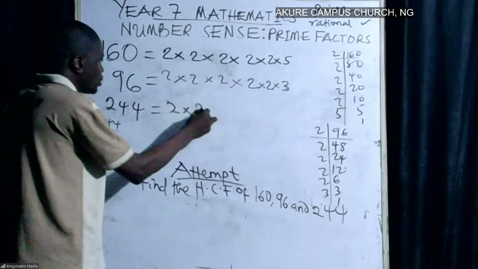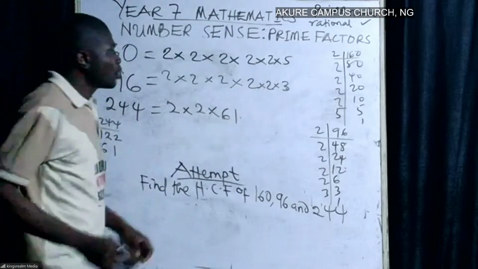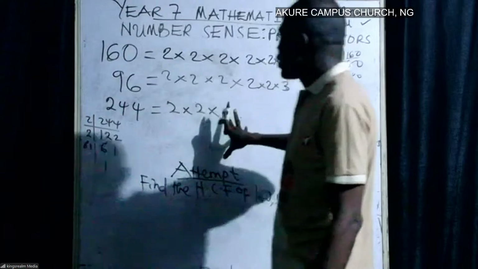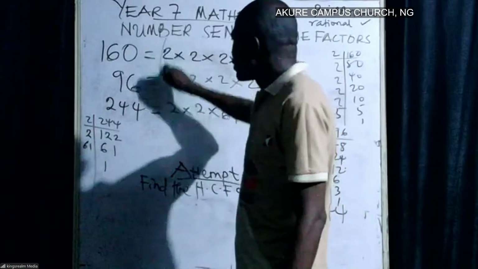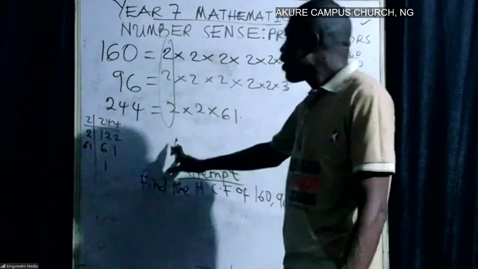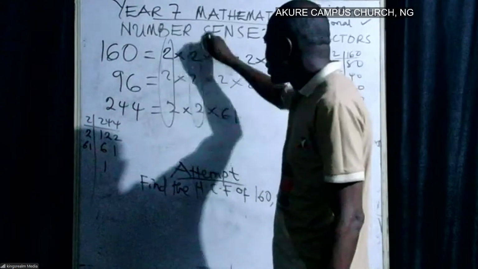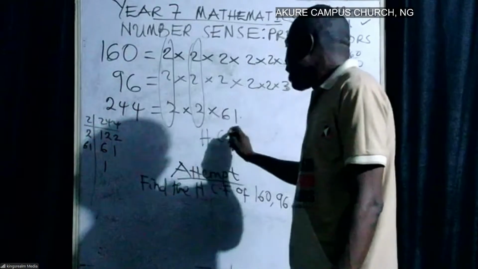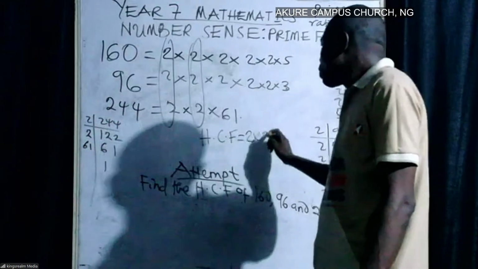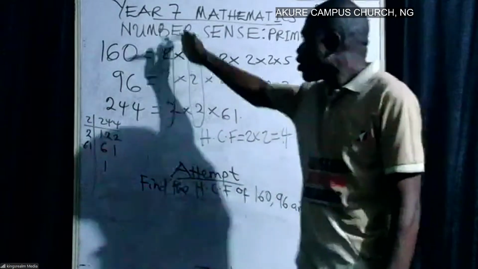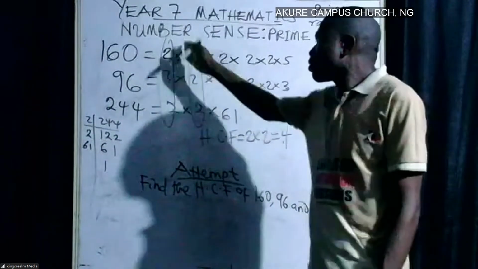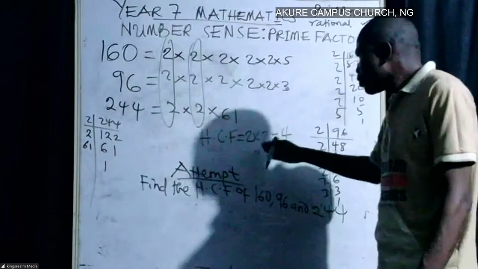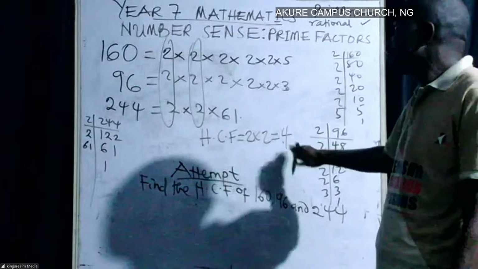So for 244, that is 2 times 2 times 61. So David, you were right with all the prime factors. And you can see that 2 is common here, 2 is also common here. So it's twice. So your HCF is now going to be 2 times 2, and that is actually 4, because the 2 is common in all the 3 numbers twice. If it is 3 times, that's how you write it out and you multiply and get your HCF.